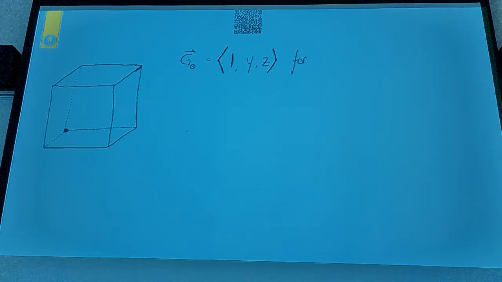But what does y and z range from? 0 to 1, both of them, right? Very common notation in math. That means that both y is between 0 and 1 and z is between 0 and 1.